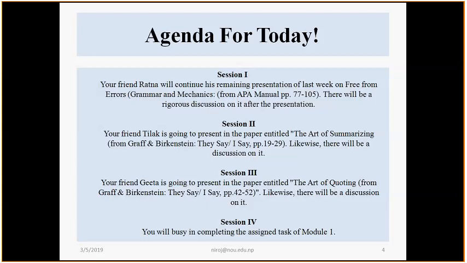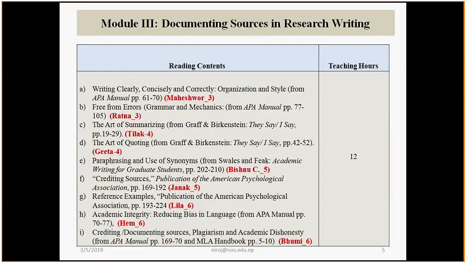And then finally, we are at the end of today's session. I allocated some time to complete some tasks of Module 1 that we could not finish. And next week, I request Vishnu Chapagai sir to share some knowledge from the paper on paraphrasing and use of synonyms. Why those synonyms are necessary and why paraphrasing is necessary in academia. What are its features? You will be discussing it.